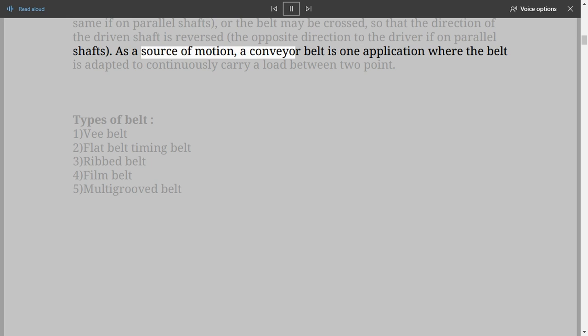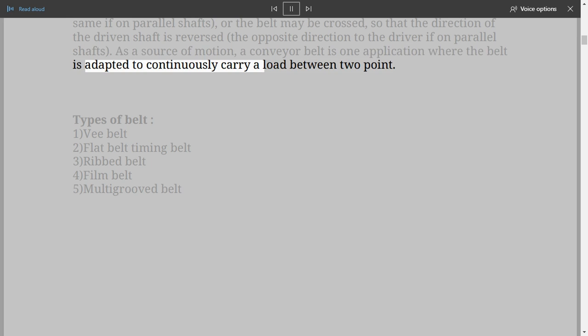As a source of motion, a conveyor belt is one application where the belt is adapted to continuously carry a load between 2 points. Types of belt. 1. V-belt. 2. Flat belt, timing belt. 3. Ribbed belt. 4. Film belt. 5. Multi-grooved belt.